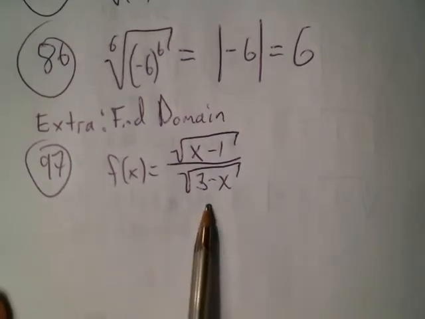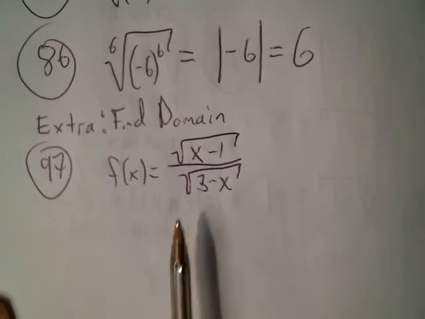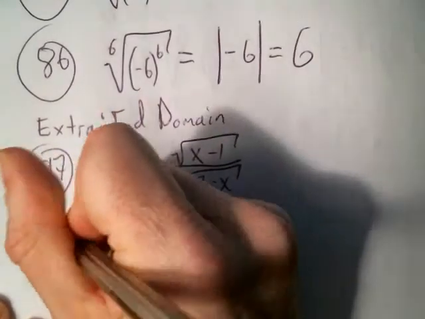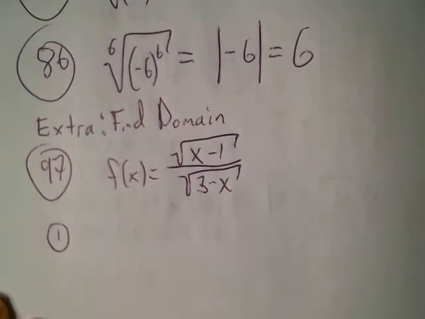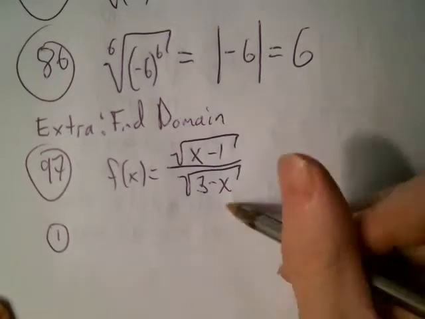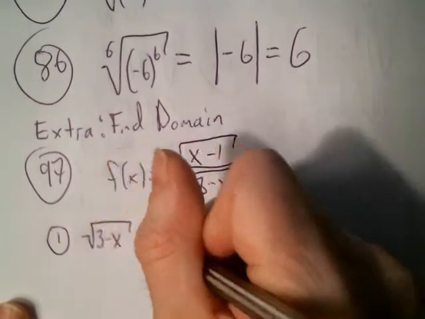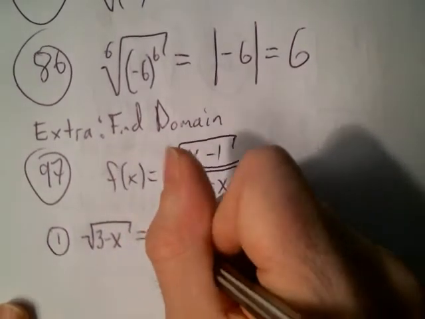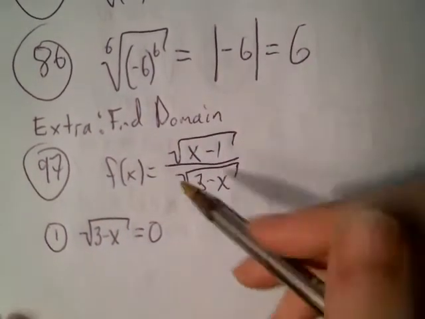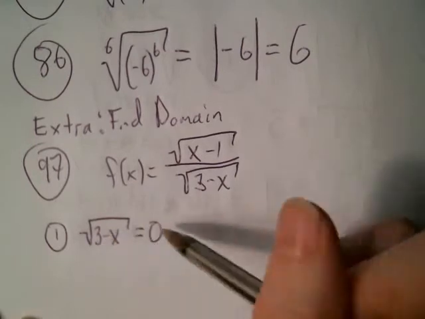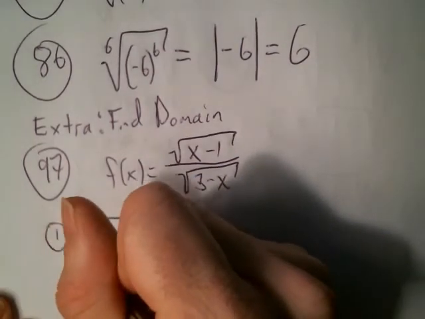You can't have zeros in the denominator. All right, so first off, I need to make sure when I build my domain, I don't include anything that would cause a 0 in the denominator. So I need to make sure that 3 minus x is not equal to 0. Okay, so how do I figure that out? I'm going to set this equal to 0 and then square both sides.